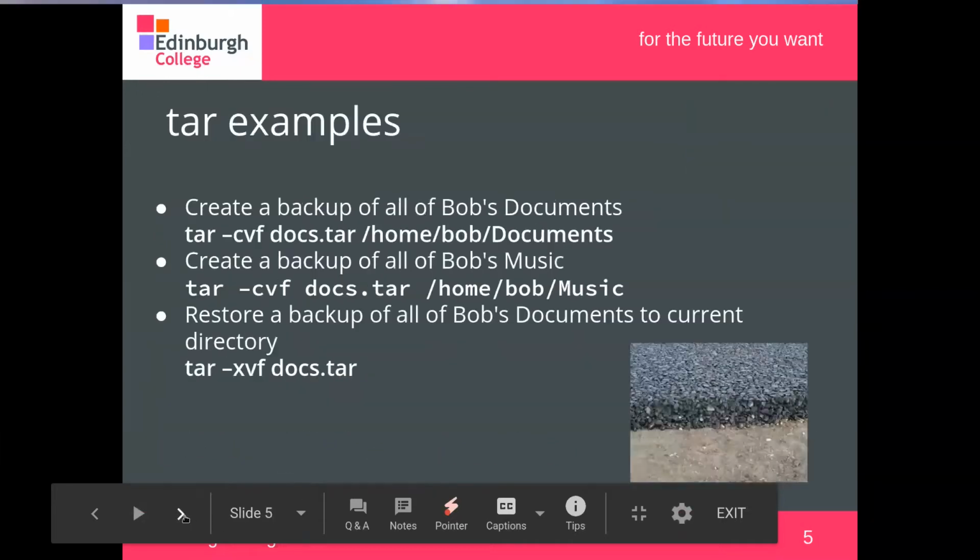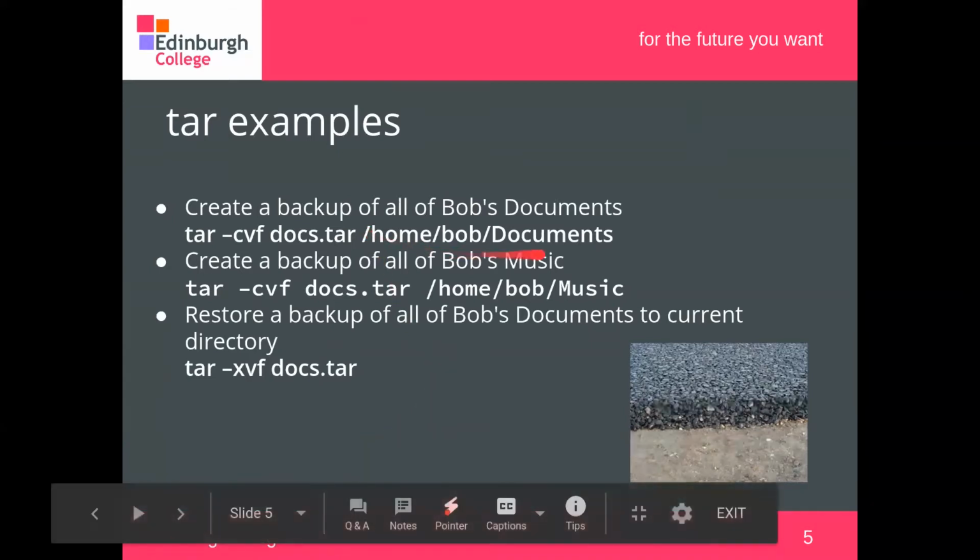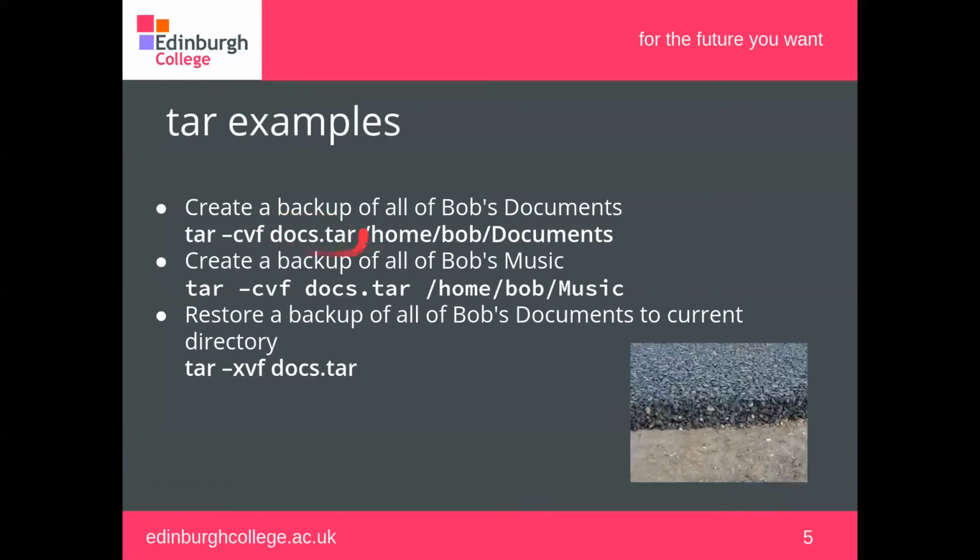Okay, so here are some examples of tar files. Let's create a backup of all of Bob's documents by doing tar -cvf docs.tar to create an archive file called docs. And then we're just going to specify the path to Bob's documents, and it will put all of Bob's documents into this archive file here. So let's create a backup of all of Bob's music using just the same command, except we're going to give the path to the music.